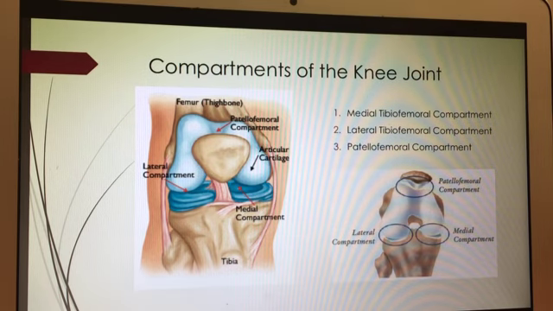Now there are three compartments of the knee joint. The first is the medial tibiofemoral compartment, the lateral tibiofemoral compartment, and the patellofemoral compartment, as seen in these two images here.